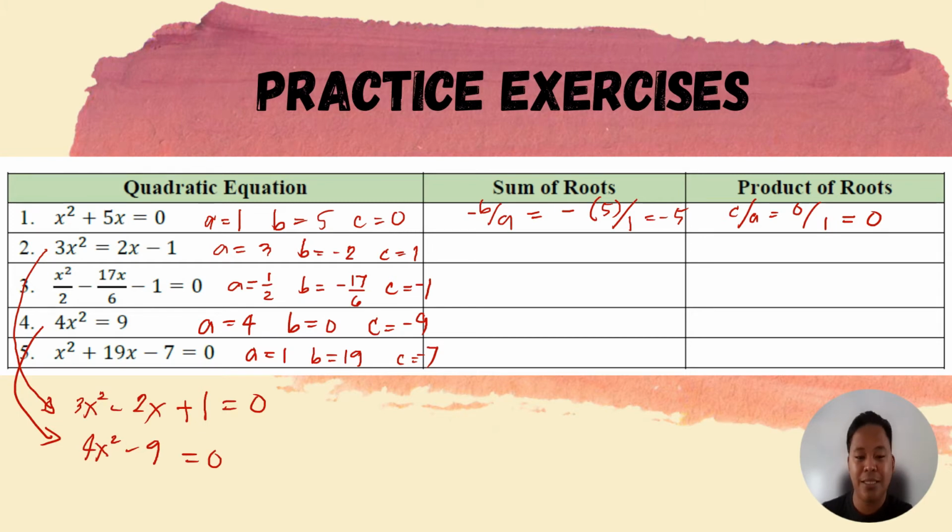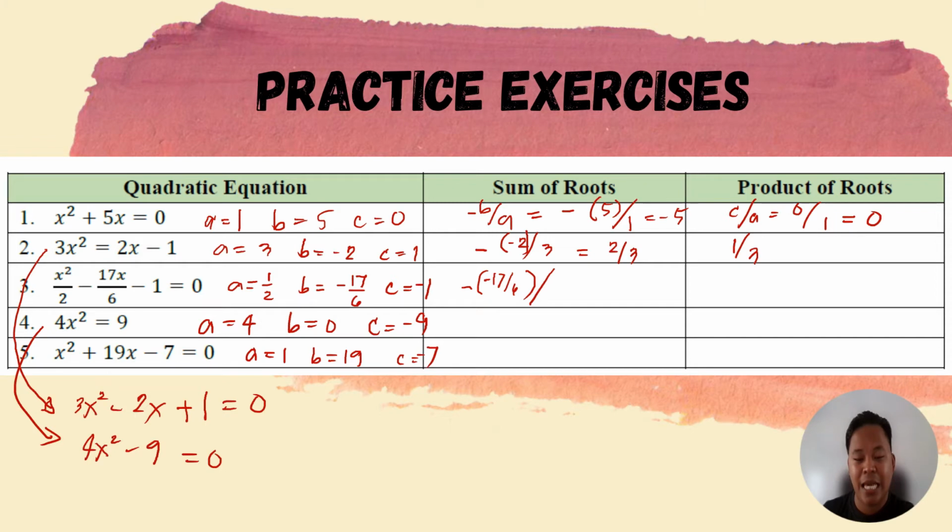For number 2, the value of b is negative 2 all over 3. Then the sum is equal to negative times negative 2 is positive, all over 3. So 2/3 po yung sum. For the product, we have 1 as the value of c over 3. The product is 1/3.